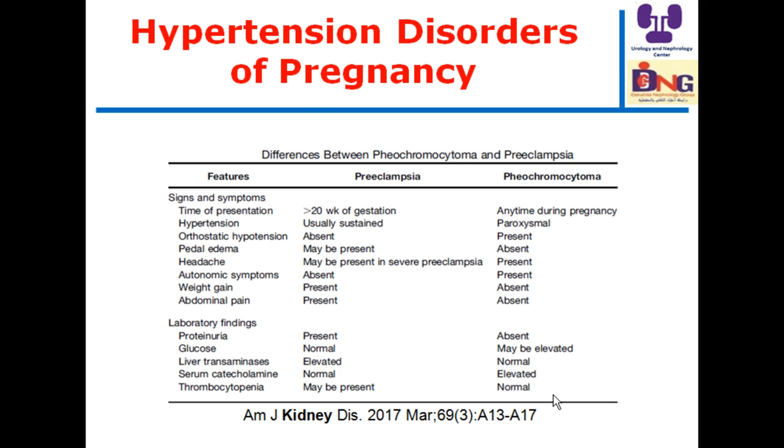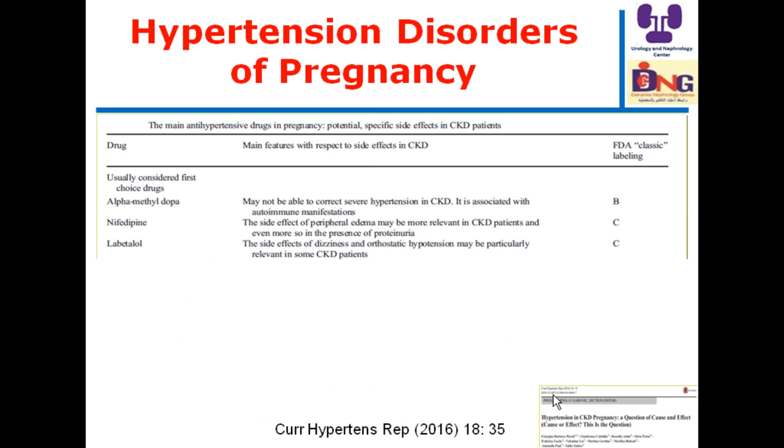Regarding the use of antihypertensive treatment, we have first-line drugs: alpha-methyldopa, nifedipine, and labetalol. Alpha-methyldopa may not be able to correct severe hypertension if we are dealing with pregnancy and chronic kidney disease. It is associated with autoimmune manifestations. The side effect of peripheral edema may be more relevant in CKD patients if we use nifedipine, and there is a need for careful use of nifedipine if the patient is treated with magnesium for severe preeclampsia or eclampsia. Labetalol side effects of dizziness and postural hypotension may be particularly relevant in some CKD patients.